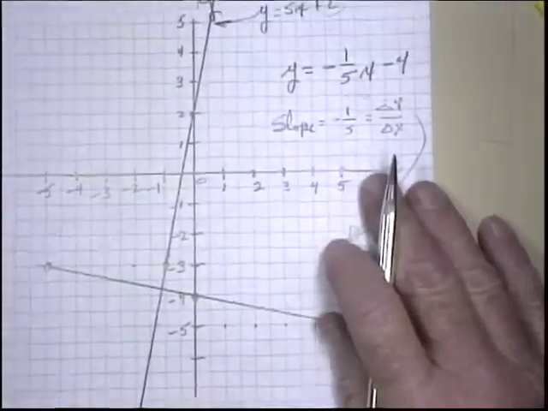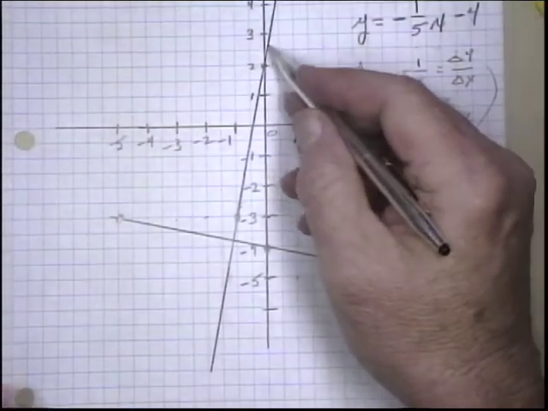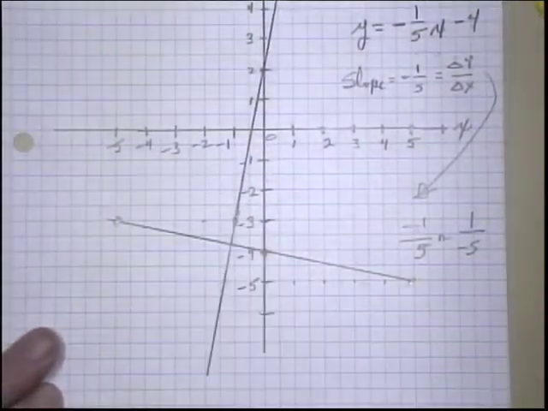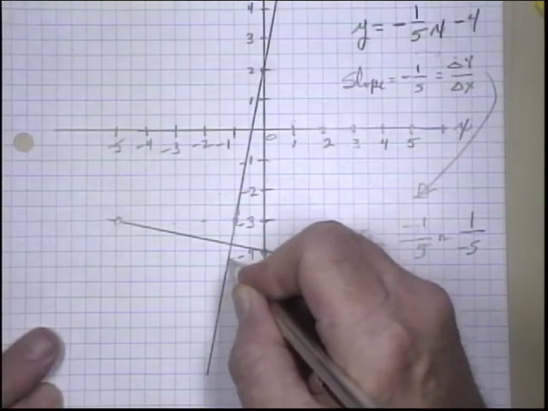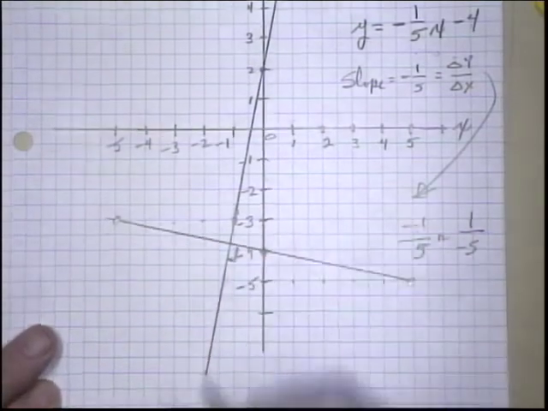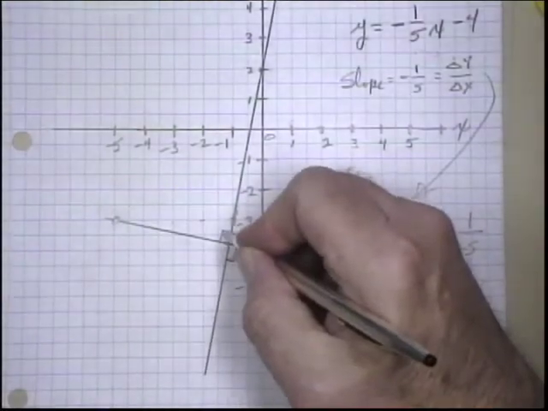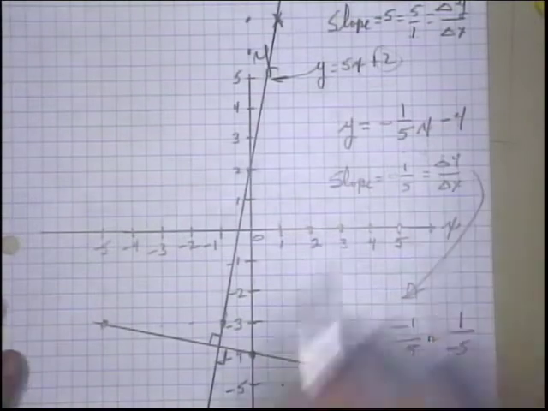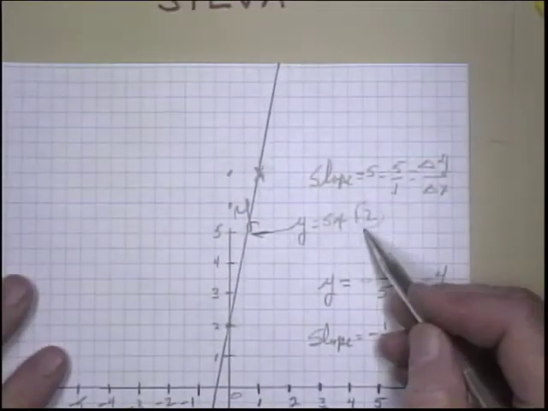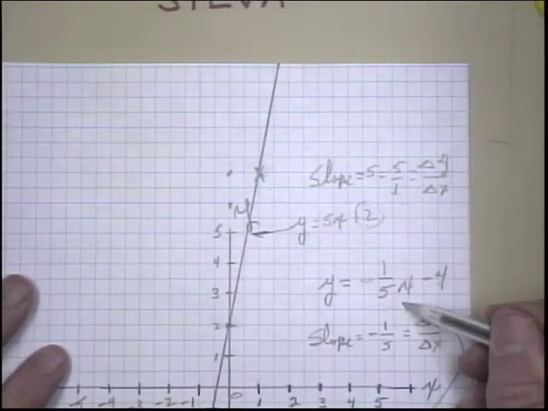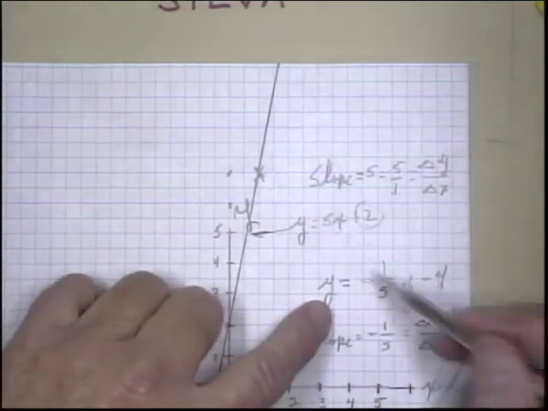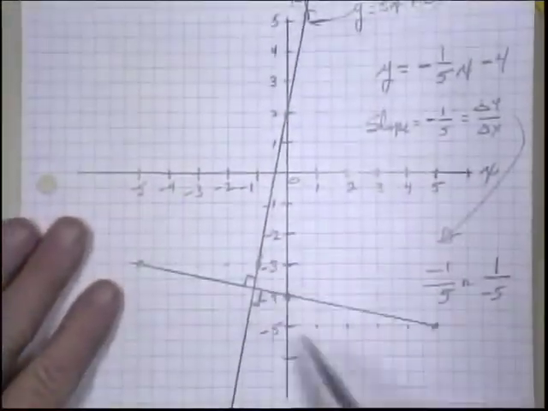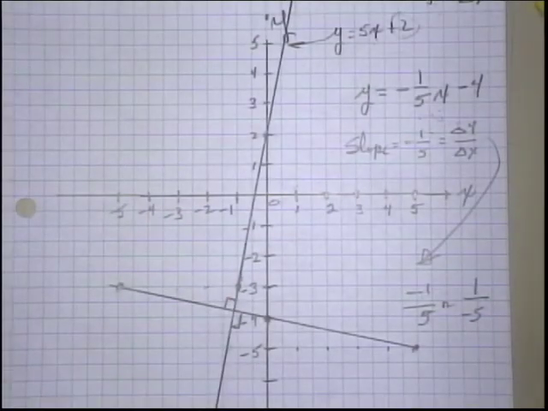And when we connect these, we have a line that intersects our first line, and this angle is 90 degrees. That's a right angle. This angle is 90 degrees. So when we have two lines, like here and here, and the slopes are negative reciprocals of each other, we'll generate lines that intersect and form right angles when they intersect. Okay? That's the end of this problem.